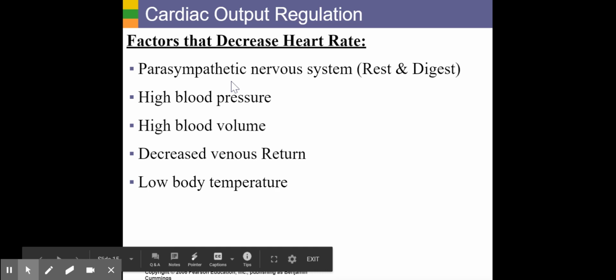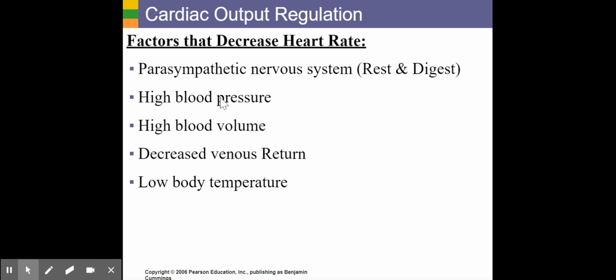Factors that decrease it, then obviously we see the opposite here. We've got the parasympathetic system. That's our rest and digest system. If we have high blood pressure, our heart rate should decrease, right? If we have high blood volume, so for some reason our blood is thicker than what it should be, we would see a decrease. If there's less venous return, so not enough blood getting back to the heart, we could see a decrease. And then again, if our body temperature decreases, our heart rate will decrease as well, because we want to try to warm that blood back up.